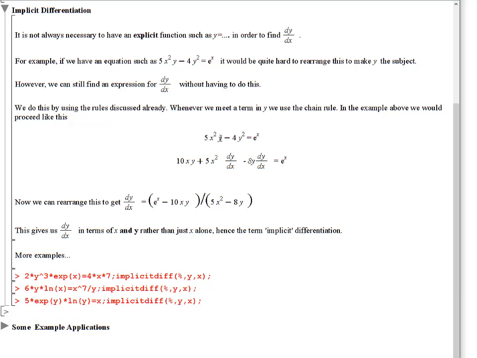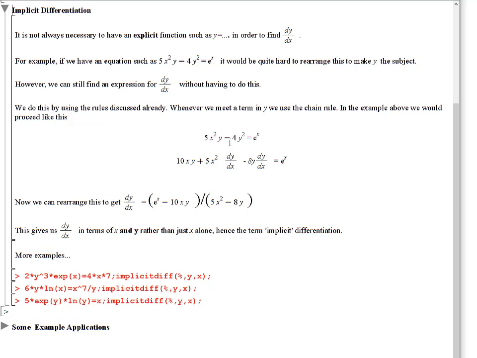Now, differentiating y with respect to x, well, you can't do that, but you can differentiate y with respect to y, it just becomes 1. And then the chain rule says that to convert from d by dy to d by dx, you multiply by this. So you multiply by dy by dx, which converts it from derivative with respect to y into derivative with respect to x.